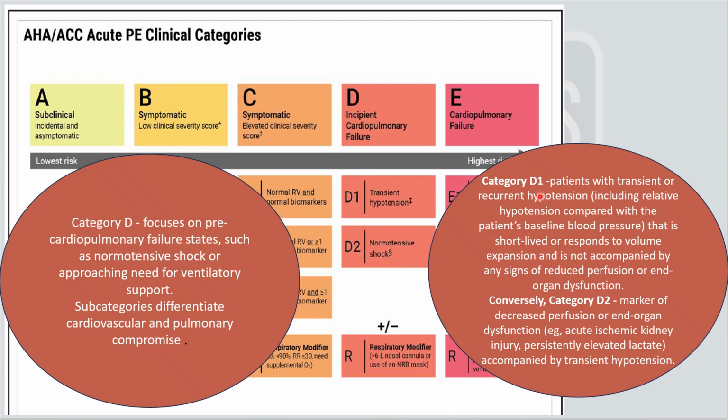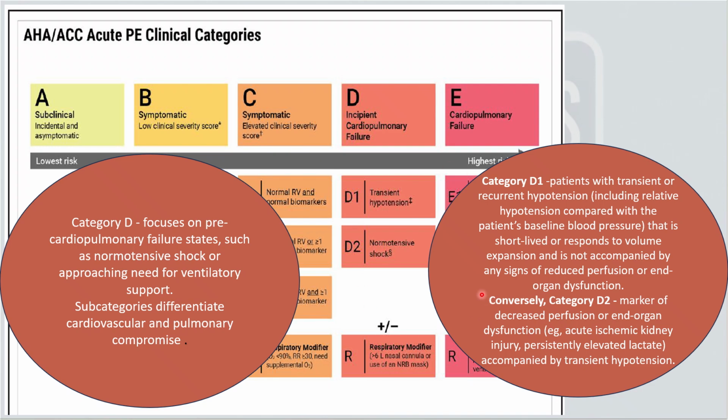So D1, the patient is having a transient or recurrent hypotension, but this hypotension is transient, short-lived, and it responds very well to volume expansion. And also there are no signs of reduced perfusion or end organ dysfunction. Whereas in D2, the patient is having marked decreased perfusion, end organ dysfunction in the form of low urine output, elevated lactate, and there could be transient hypotension. Also, the respiratory modifier criteria is also to be added if the patient is needing more than 6 liters of oxygen or the patient is needing an RPM mask.